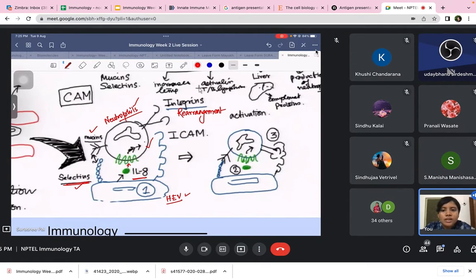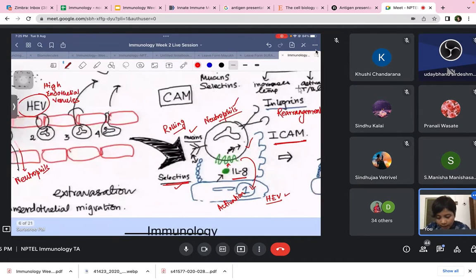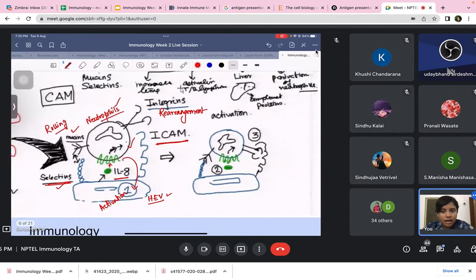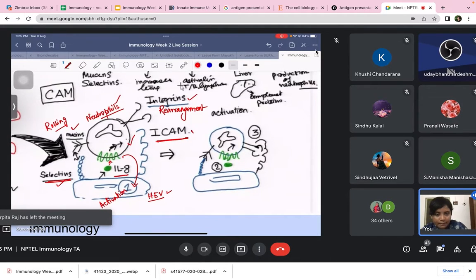So it allows the rearrangement of the integrins, and what happens because of this rearrangement is that these integrins will now be able to bind to cell adhesion molecules, which are called ICAM. So the first step you have seen here is rolling, and the second step, which is the binding of the IL-8 to the IL-8 receptor, is the activation step. This step is activation. Next is adhesion. This adhesion actually takes place by the binding of the integrins to the ICAM molecules.